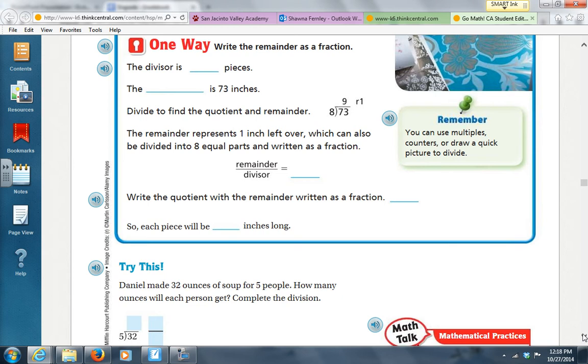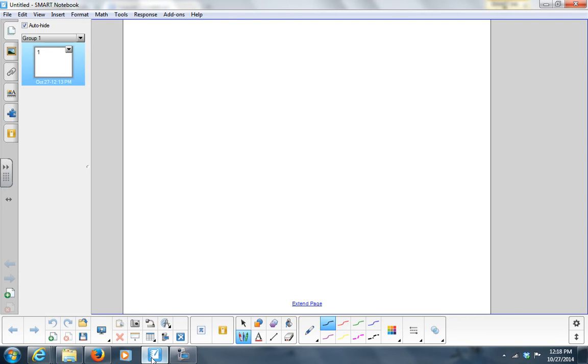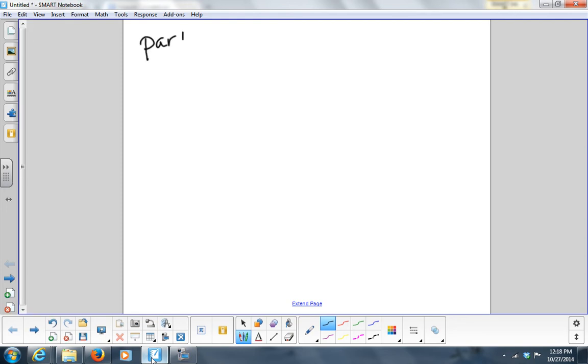73. Okay, because when we deal with division and multiplication, we're dealing with part and whole, right? In a division problem, we're going to have a whole number and we're going to have a part. My whole number is 73 and my part is what? 8. Good. So I'm going to have 73 divided by 8.